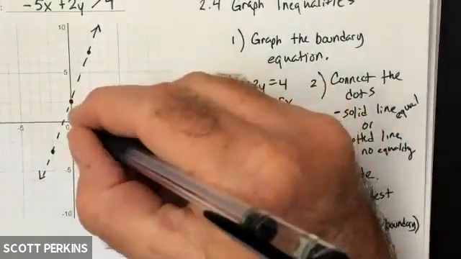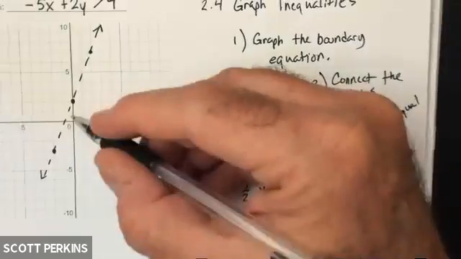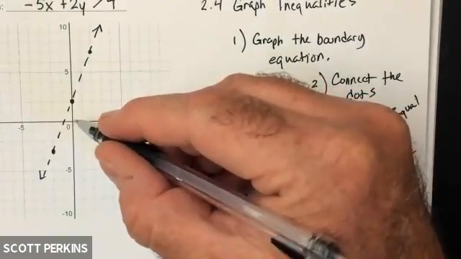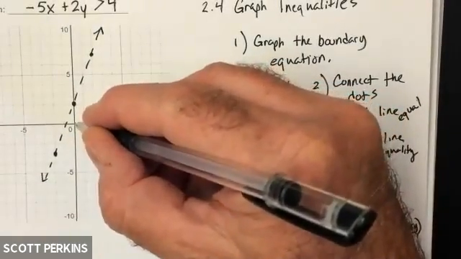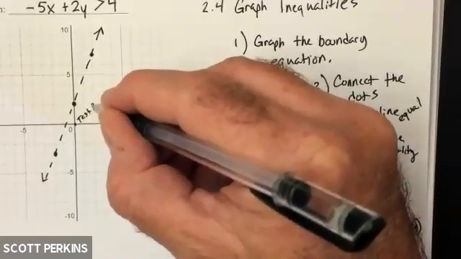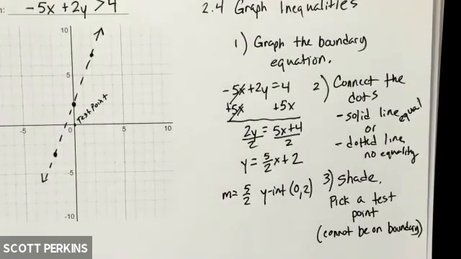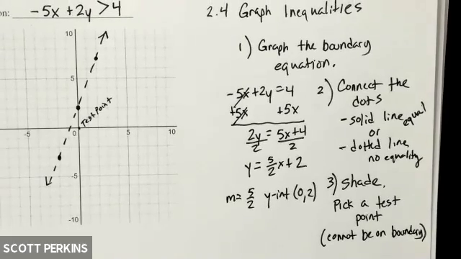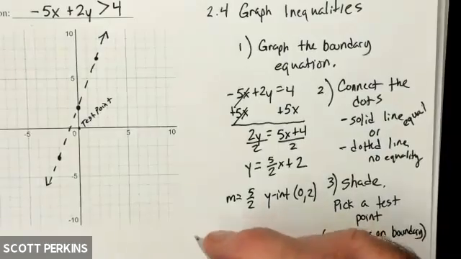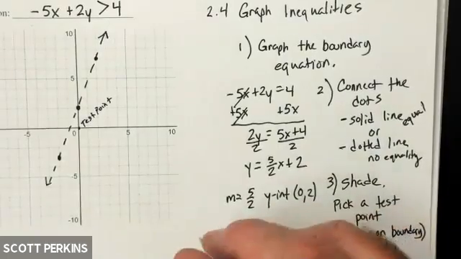I'm going to pick 0, 0, okay? 0, 0 is going to be my test point, okay? I'm just going to make a little dot here, and I'm just going to label that my test point. You don't have to do that on your graph. This is just for your notes. And so here we go. I'll slide my paper up in just a minute.